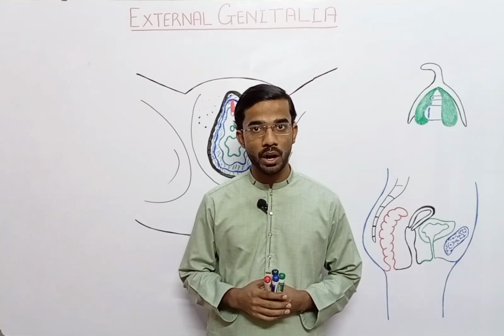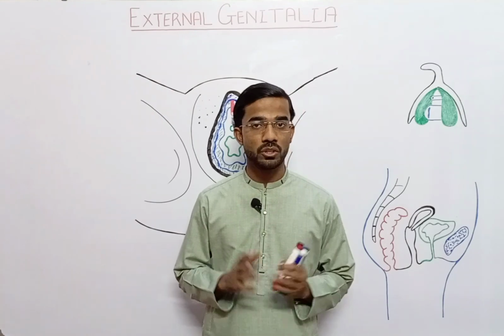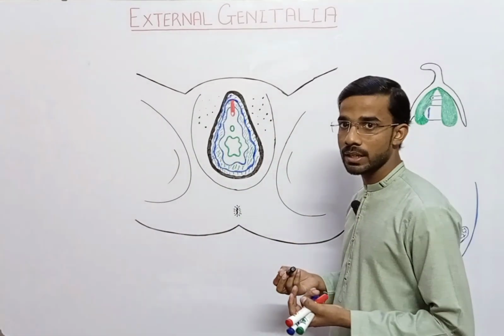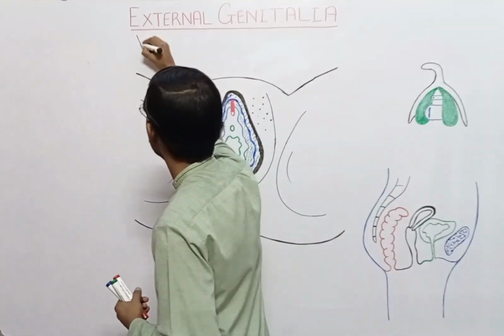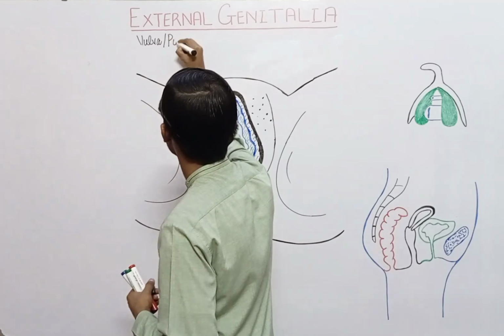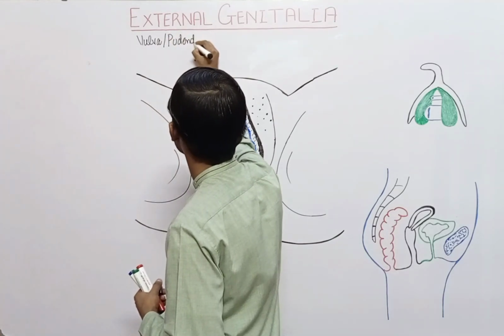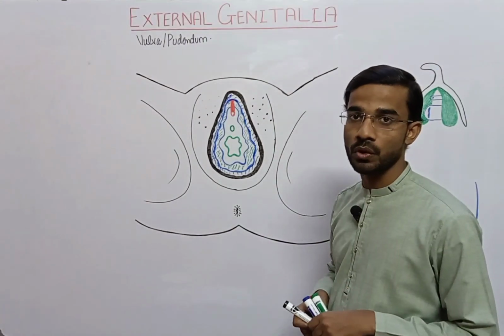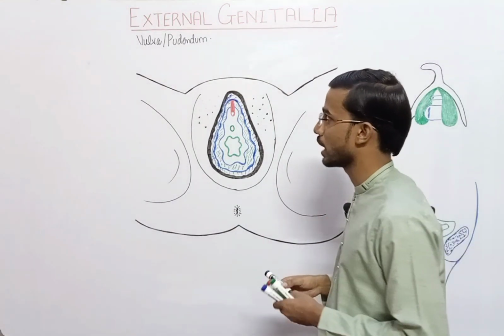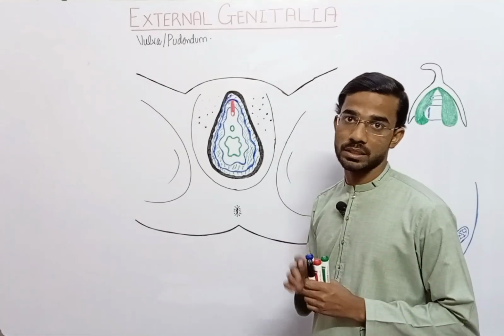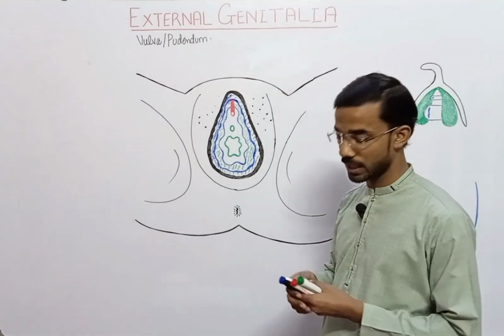The female external genitalia is also called the vulva or pudendum. These are the other terminologies used for the female external genitalia. In this lecture we will discuss six components of the external genitalia.